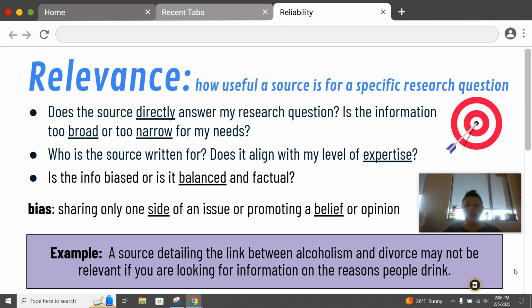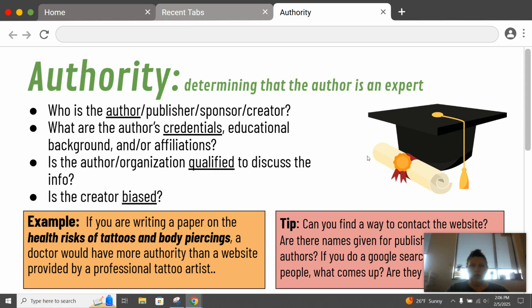If you're looking for information about the reasons why people drink alcohol, and you find a source that details the link between alcoholism and divorce rates, that's not answering the question of why people drink. So that source is not going to be relevant for you. Next, we need to look at the source's authority.